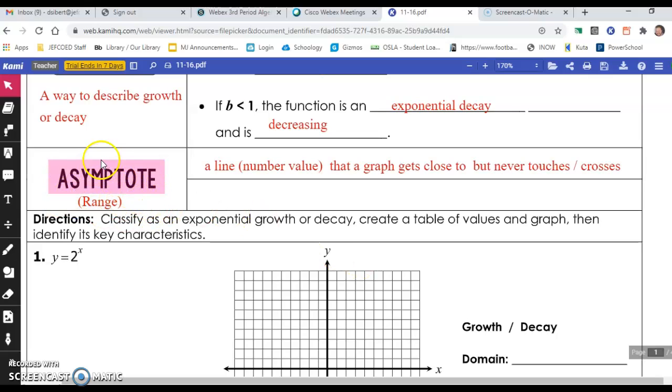Now, do not forget, guys, our range. Listen, our range is based off of what our asymptote is. Okay? So when we're dealing with exponential functions or exponential equations, our asymptote and the range are going to be very similar. The range is based off of what our asymptote is.